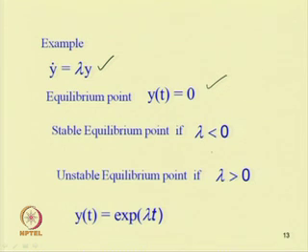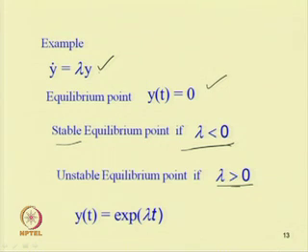So we can find A minus lambda I. If lambda is less than 0, the point will be stable, and if lambda is greater than 0, the system will be unstable.